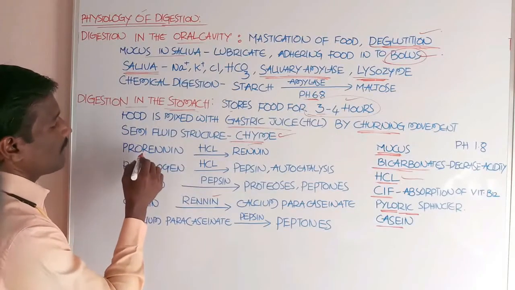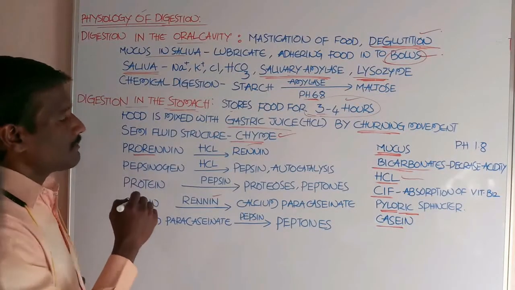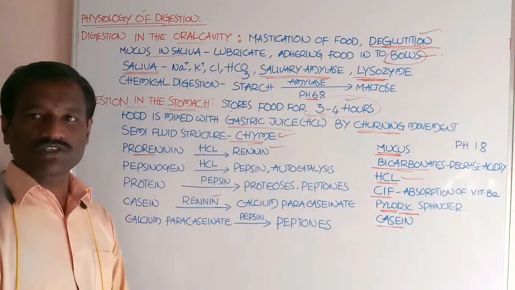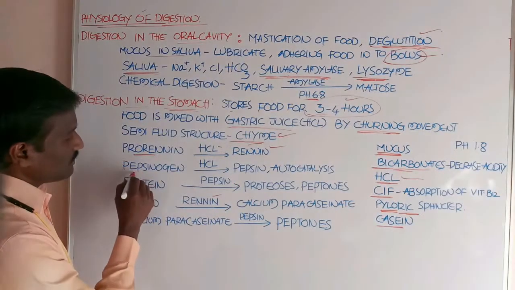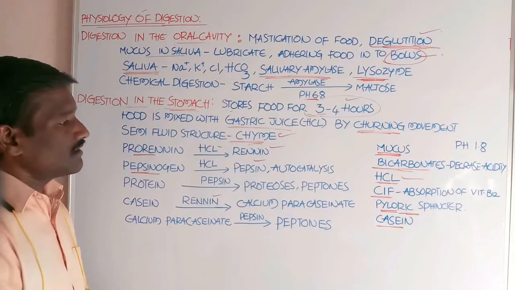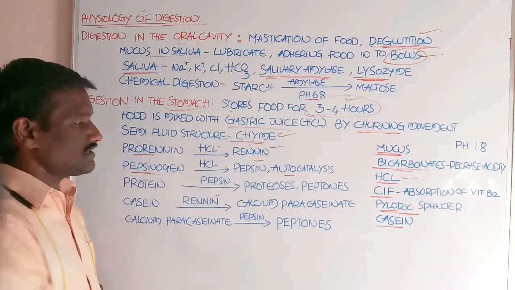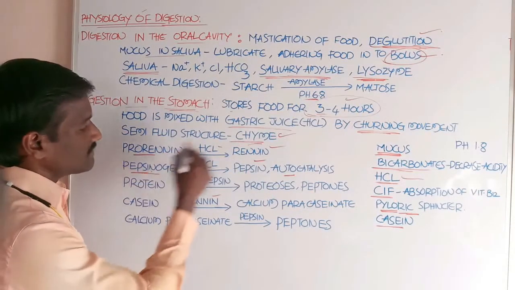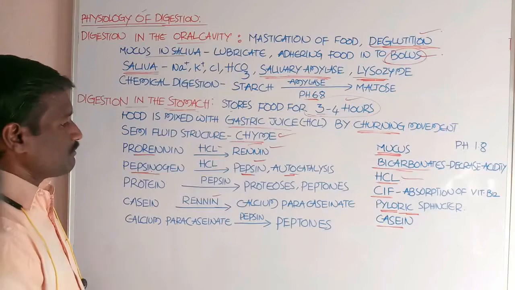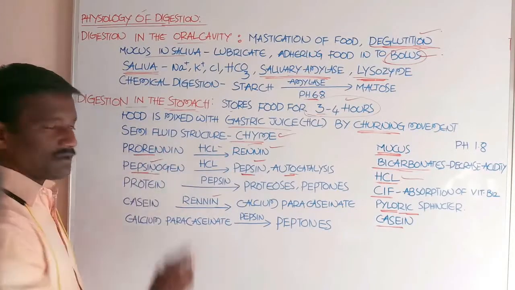Okay, students, now let us go to the digestion in the stomach region. Prorenin is present in the gastric juice, and it is converted into renin by HCl. Pepsinogen is converted into pepsin by the action of HCl. Pepsinogen also undergoes autocatalysis: when pepsin is formed, pepsin activates the formation of more pepsin from the pepsinogen.